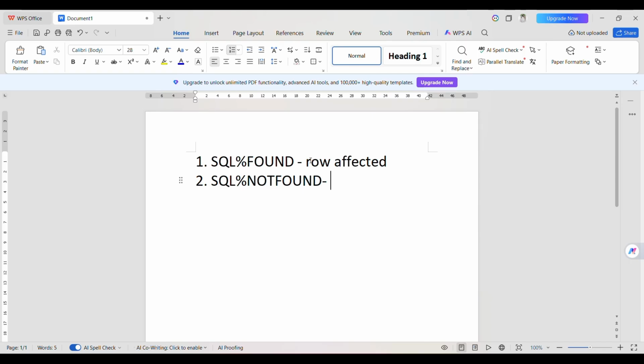So what is the meaning of SQL%NOTFOUND? It tells whether a row was not affected. Means row was not affected. Okay. Then third one is SQL%ROWCOUNT.